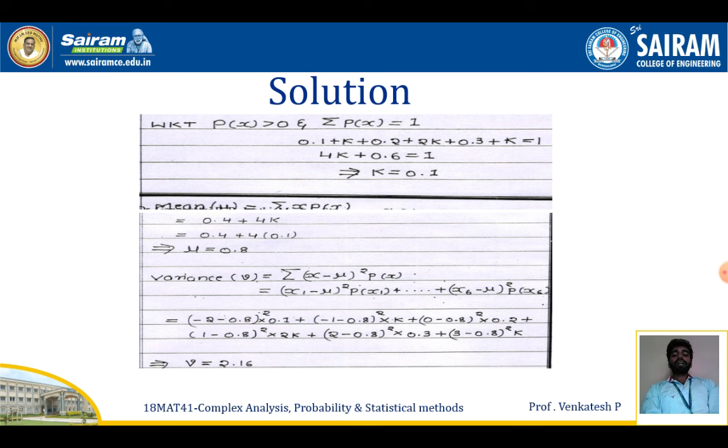The variance formula we already know, that is summation of x minus mu whole square times p of x. If I expand the summation, the formula will be x1 minus mu whole square p of x1 plus, and so on, plus x6 minus mu whole square p of x6. So if I replace all the discrete random variable data along with the obtained mean 0.8 and p of x values, the variance value will be 2.16.